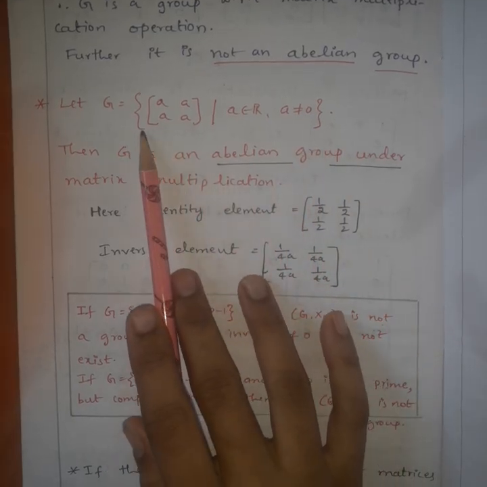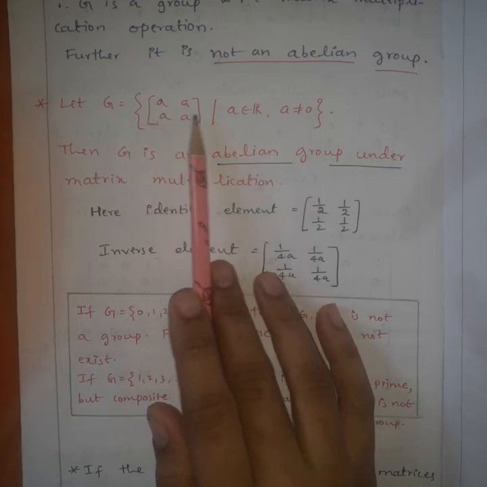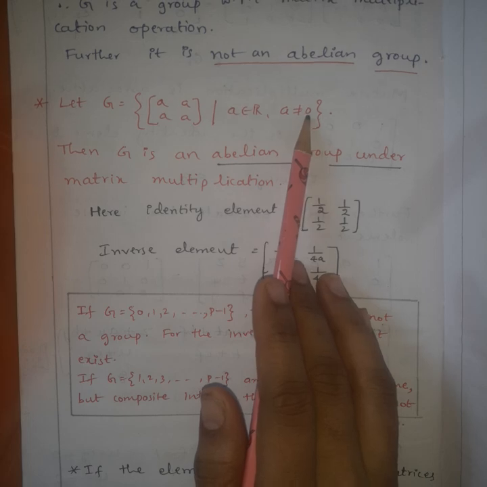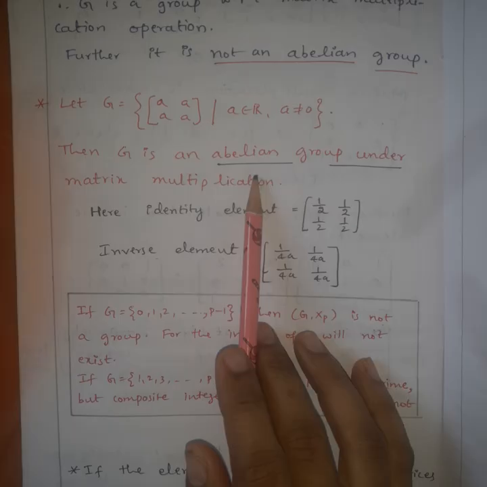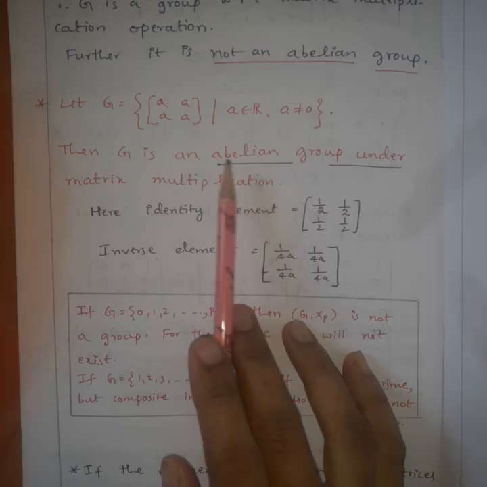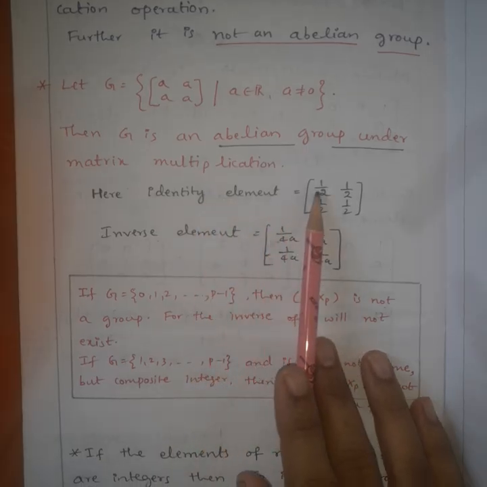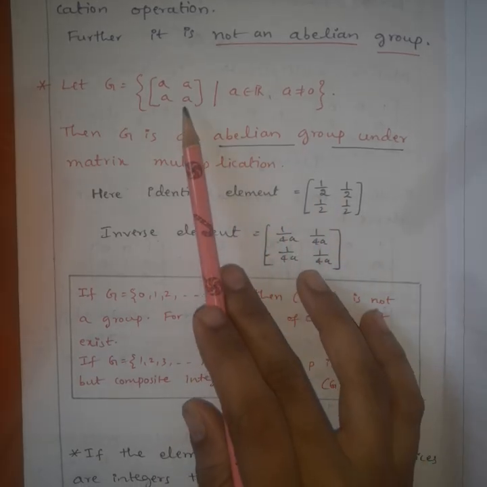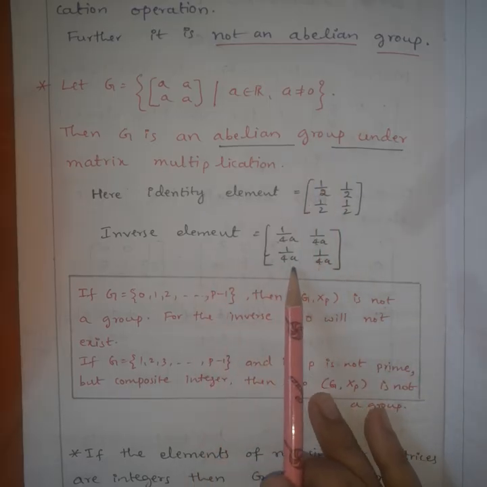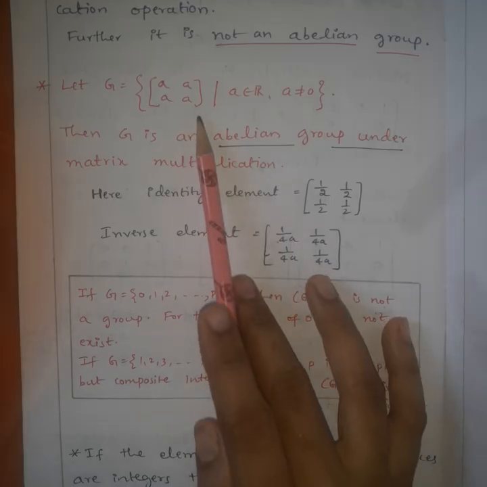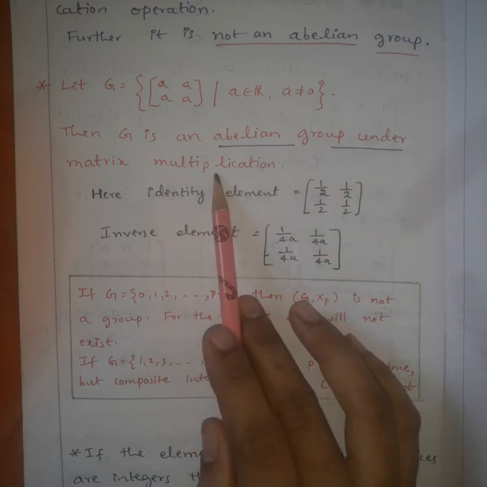Next, another example. Let G be the set of all 2 by 2 matrices of the form A, where a is a real number and a not equal to 0. Then G is an abelian group under matrix multiplication. I solved this in the last video for n by n matrices. Here the identity element is 1 by 2 in every entry. Clearly this belongs to the set G because 1 by 2 is not equal to 0. The inverse element is 1 by 4a in every entry, which belongs to G because a is not equal to 0. So this is an abelian group under matrix multiplication.